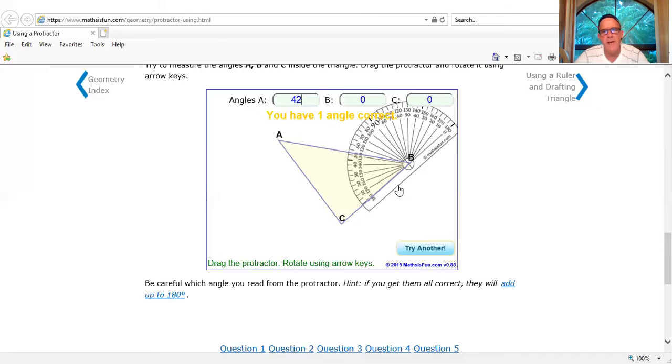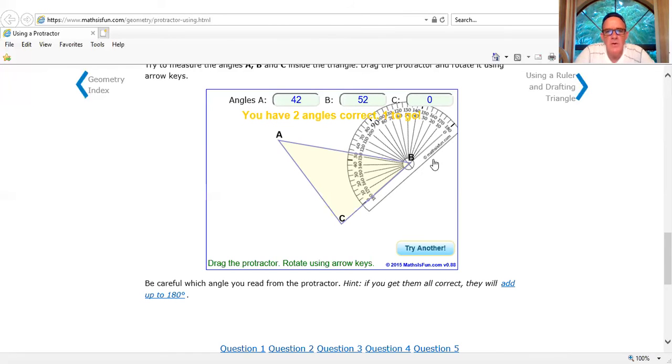I also notice that when I look at this angle, again, it is smaller than a right angle. So I know I need to use the smaller number. When I look at that, I use my magnifying glass because my eyes aren't so great. It looks like it's about 52. Let's see if I'm correct. 52. Two angles correct. I love it.